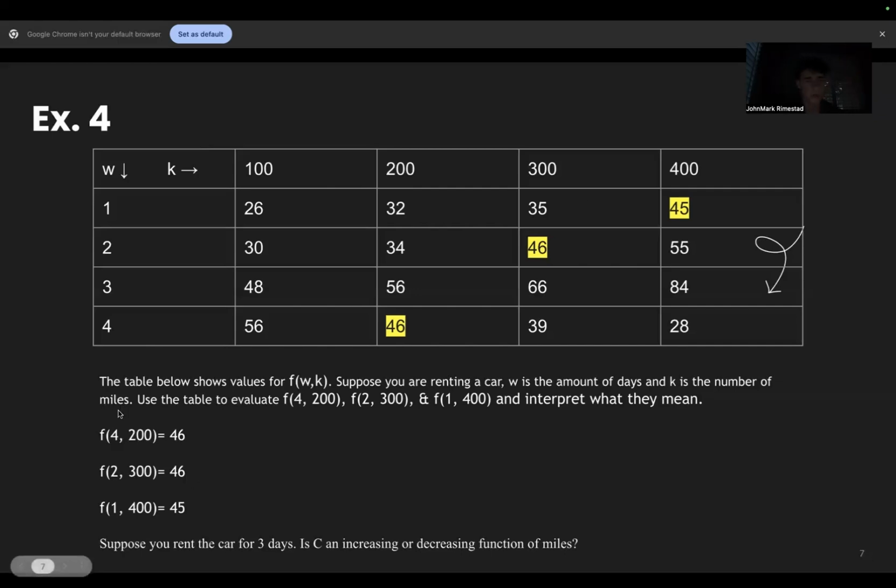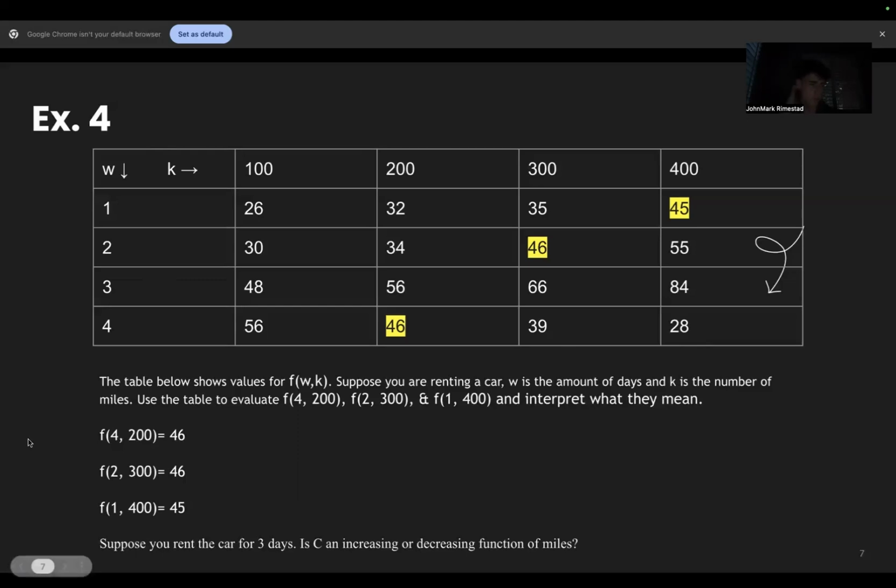So what we're going to do right here, 4, 200, right here, 4, 200, find where they match. They match at 46, so it would be $46 that day, right? So if you interpret what that means, looking at all the other prices here, this is probably not the greatest deal, right? The greatest deal is right around here.